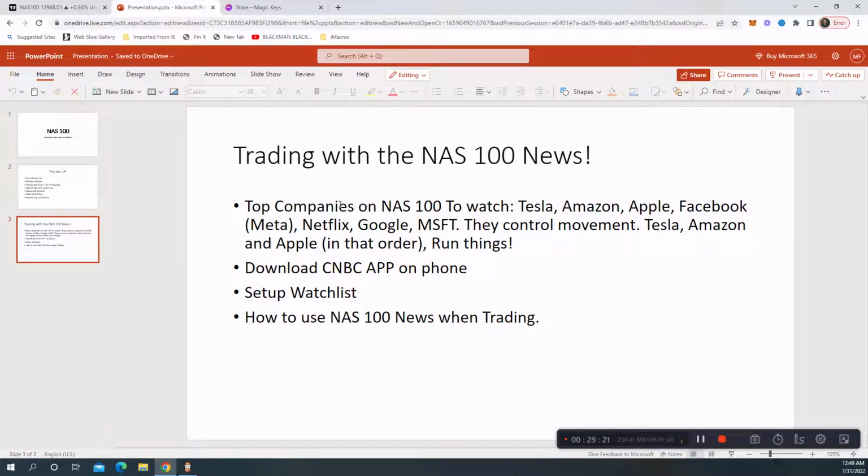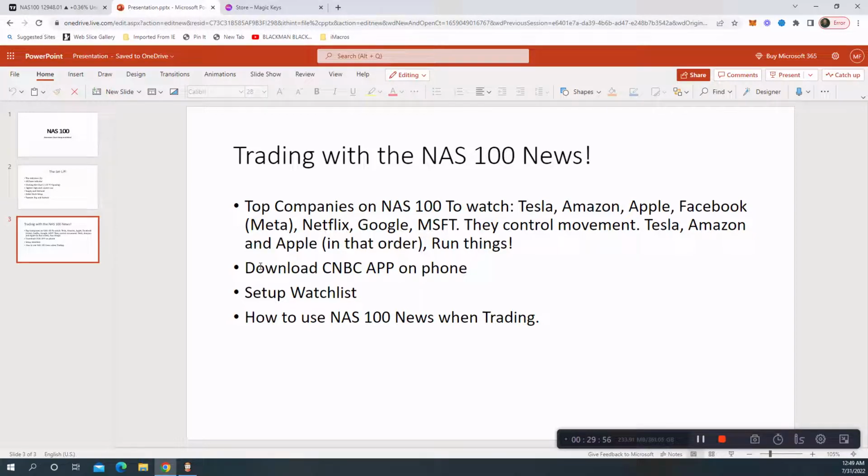First of all, we know what the NAS is. It's the top 100 companies, I guess you want to say, out of the U.S. And what I watch, and what most people I have learned watch, are about 7 of those top companies. So the first thing you want to do is download the CNBC app on your phone.